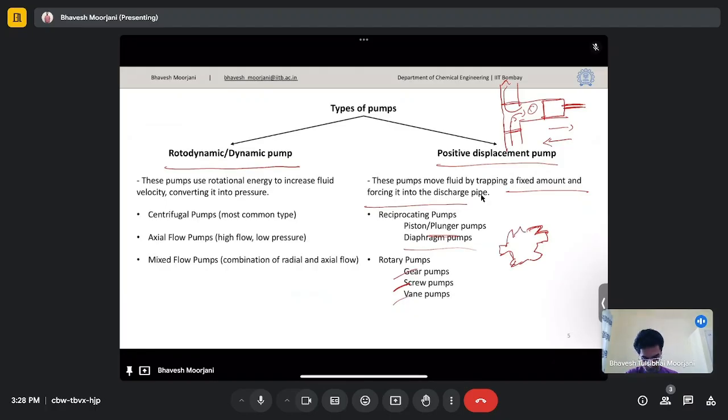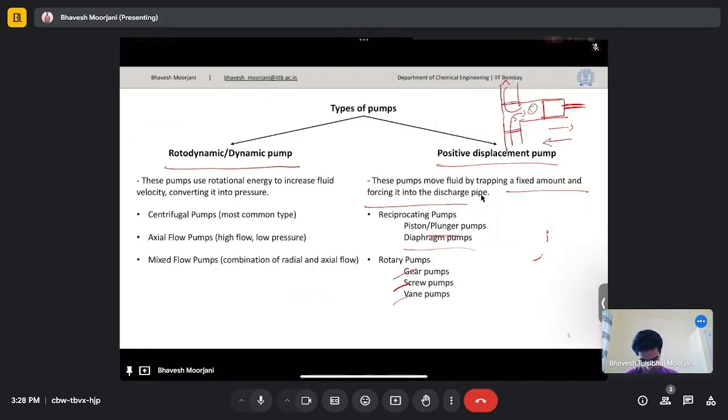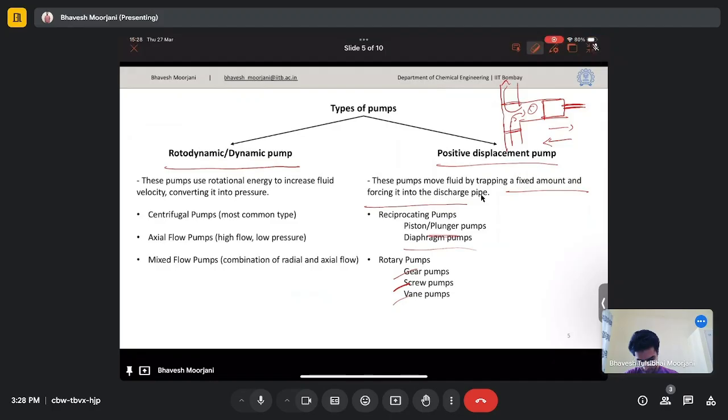So similarly, the gear pump also works on the same mechanism, where you have, sorry, this is not a very good drawing, let me change it. So let's consider a globe type gear, the example that we had studied previously.